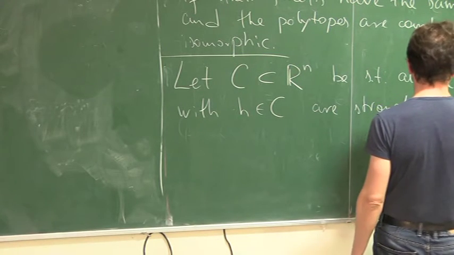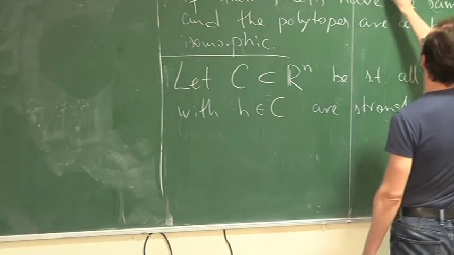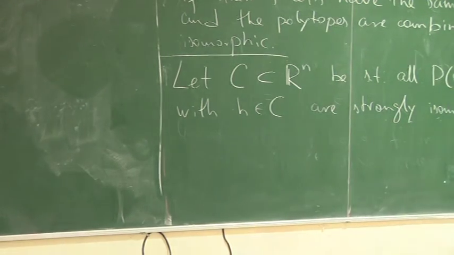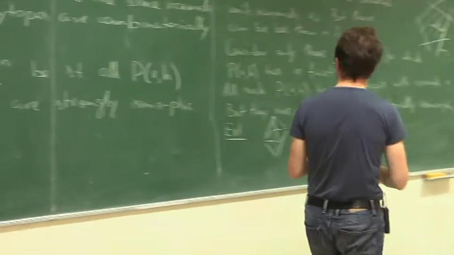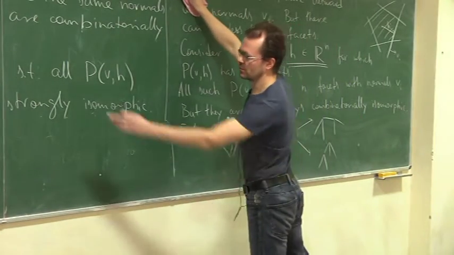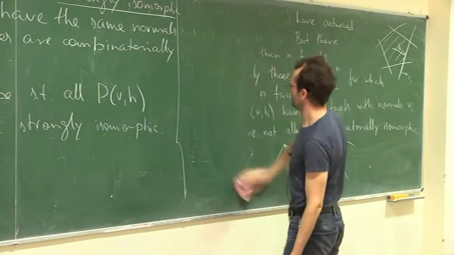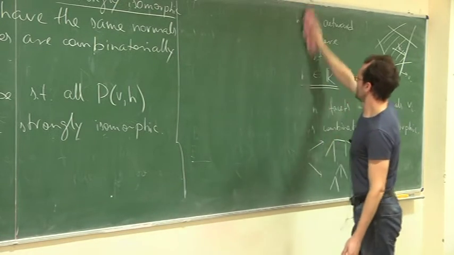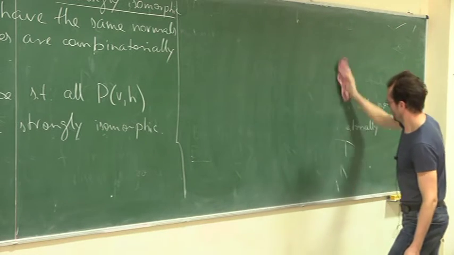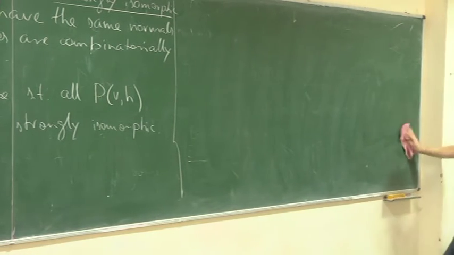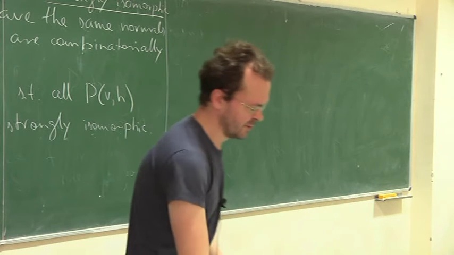Strongly isomorphic. Strongly isomorphic. Good. So C can stand for the word combinatorics. C is a choice of combinatorics for the given directions of normals. So now we can come to the mixed volumes in a different way.